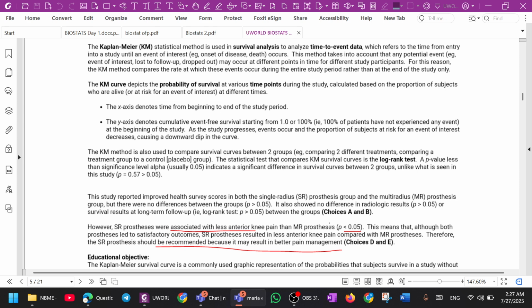Choice A and B. However, single radius prostheses were associated with less anterior knee pain than the multi-radius prostheses. P-value is less than 0.05. This means although both prostheses lead to satisfactory outcomes, single radius prostheses result in less anterior knee pain compared to the multi-radius prostheses. Therefore, the single radius prostheses should be recommended because it may result in better pain management.